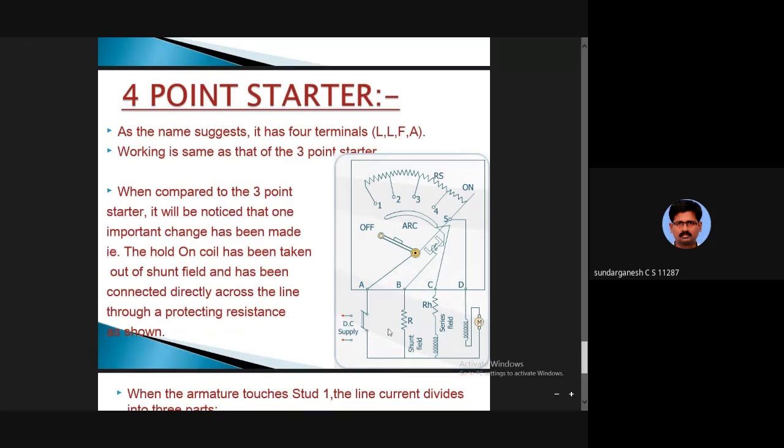Here, if you see, this is the armature. Here you have two fields: one is the series field and one is the shunt field. So the 4-point starter is only used for a compound motor. You cannot use this 4-point starter for a shunt or series motor. Here also the same principle applies: moving the handle, the hold-on coil as well as the overcurrent relay.